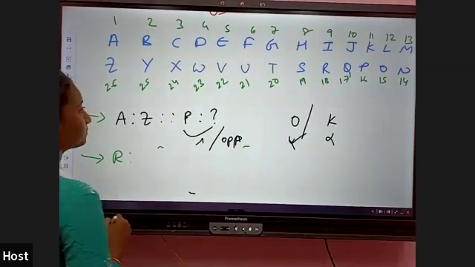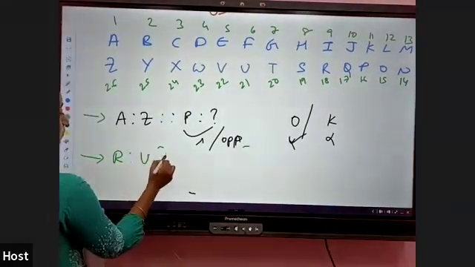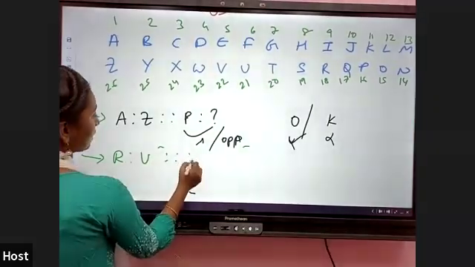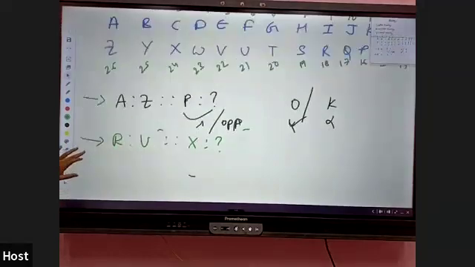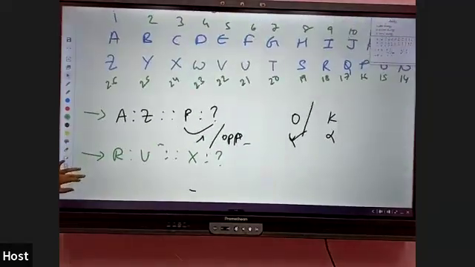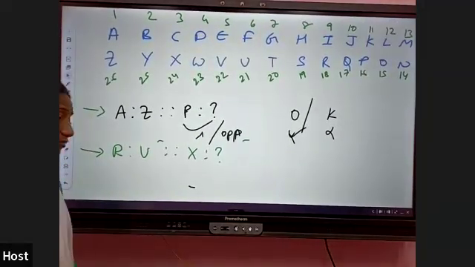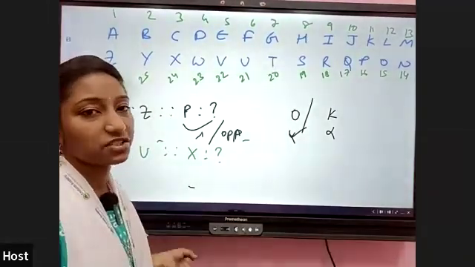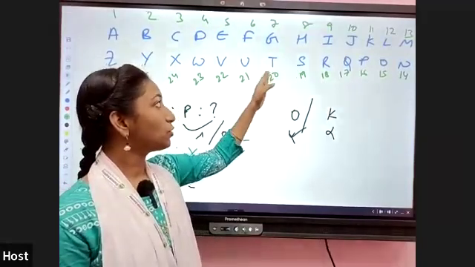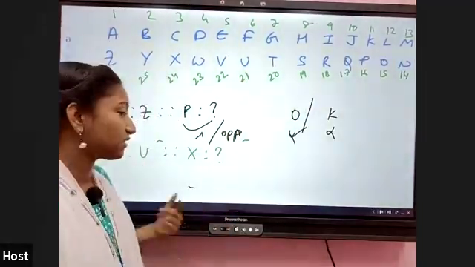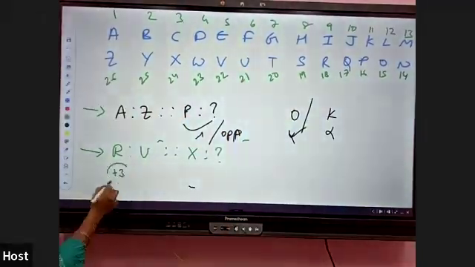R is to U, then X is to how much? So second example, R is to U, then X is to how much? What is the relation between R and U? R and U: 1, 2, 3. So we should do +3 for R.